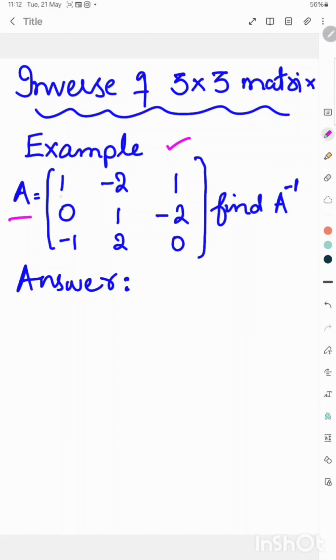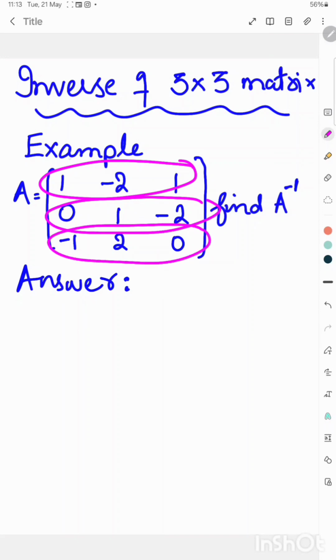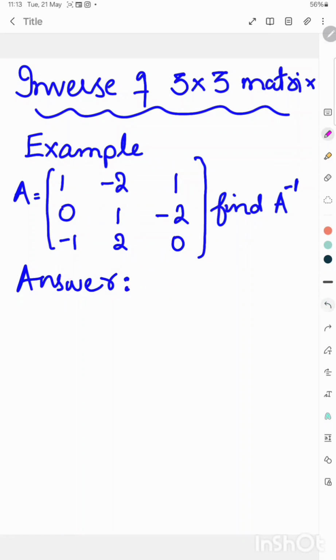Matrix A is given, which is 1 minus 2 1, 0 1 minus 2, minus 1 2 0. And what we have to find here is A inverse. So how will we find the inverse of a 3 cross 3 matrix? Students, how do we know that this is a 3 cross 3 matrix? As you can see, the number of rows is 3, and the number of columns is also 3. So the given matrix is a 3 cross 3 matrix.